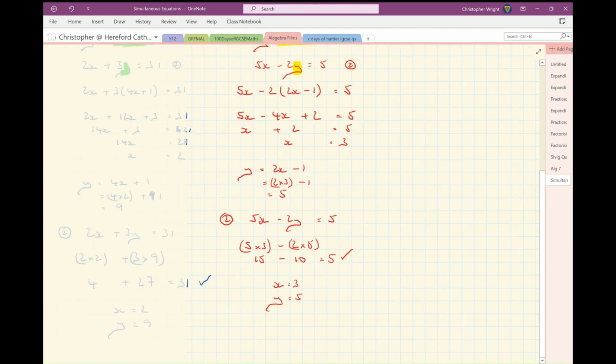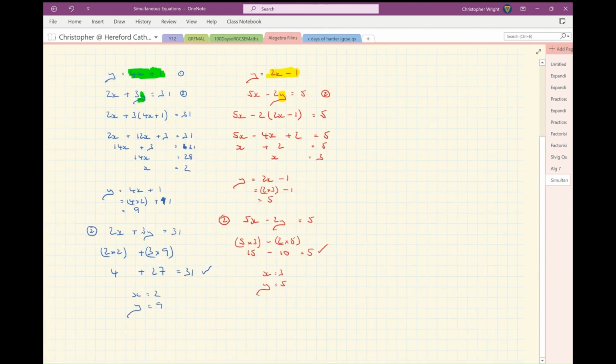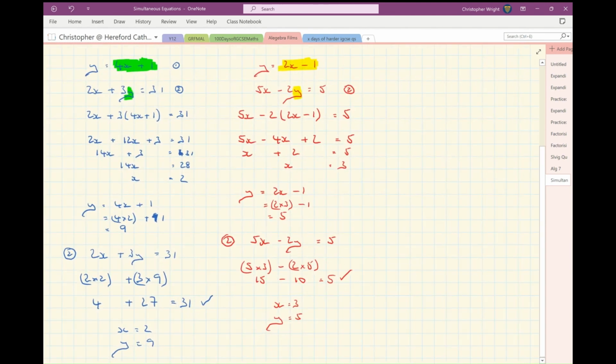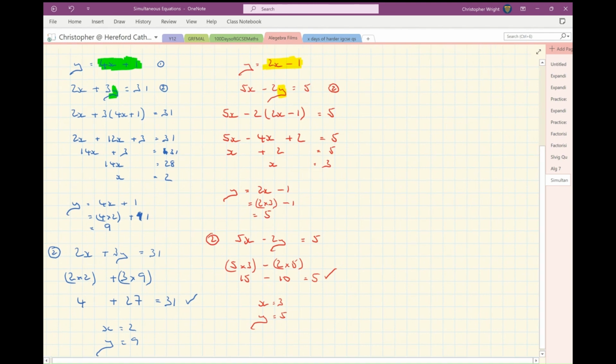So there you go. That's how to solve simultaneous equations by substitution. You'll find some opportunities for further practice later in the playlist.